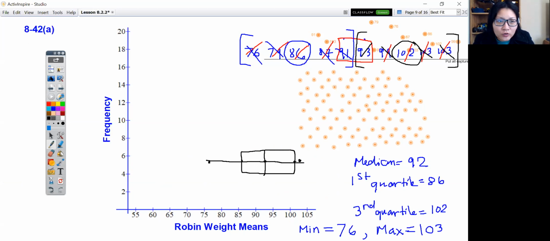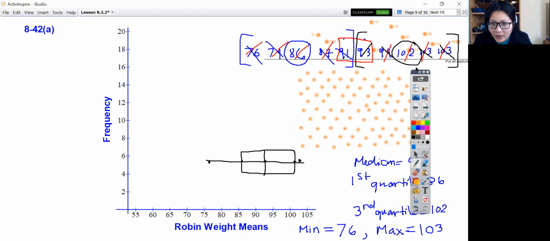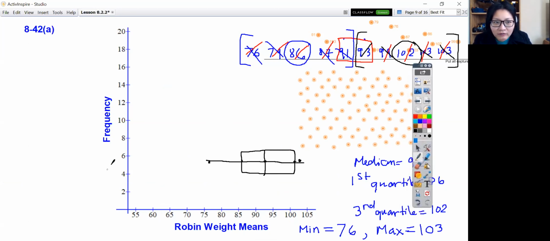Okay, continue. The next one, they want us to create a histogram. Use the bin width of 5 grams on your histogram. Okay, so take a look for the frequencies. It's 2, 4, 6, 8, 10. So go by 2. Use the width of 5 grams. So you see the intervals: 55 to 60, 60 to 65, 65 to 70, 70 to 75. That's what I want. All right, let's move on.